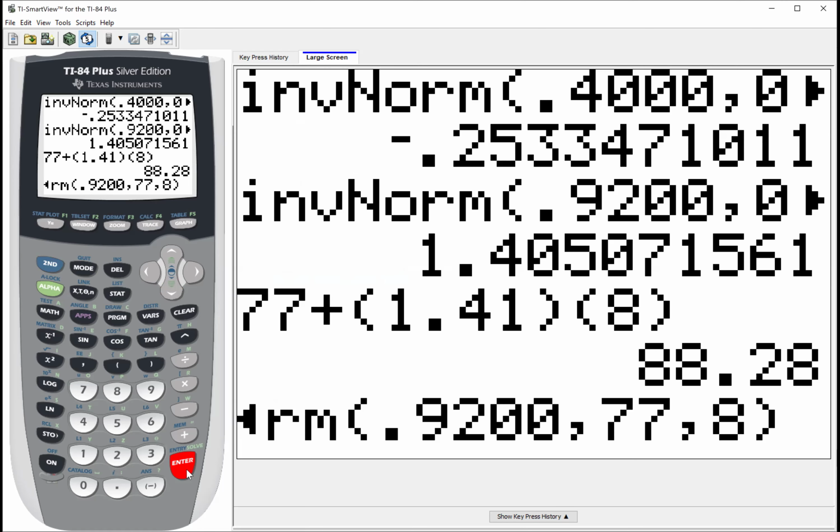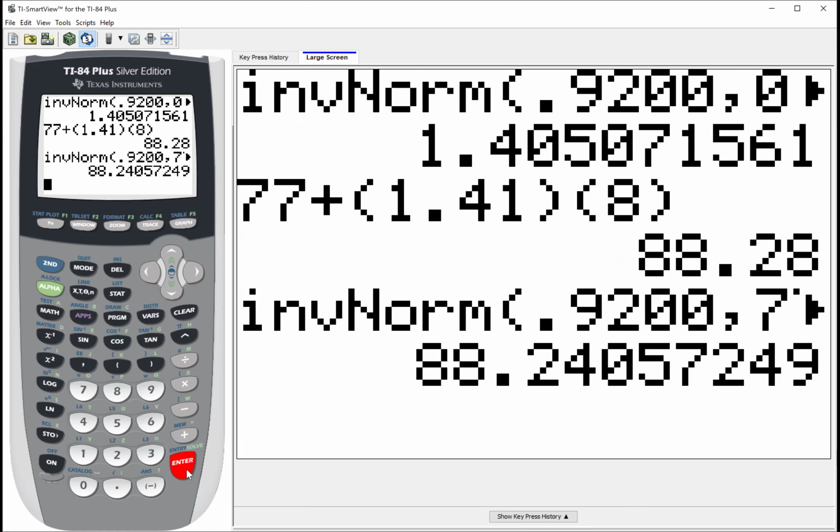And all it's going to give us is the answer. So we're going to get about an 88 again. We should get the raw score of an 88. And we did. We got an 88.24. When we did it the other way, we got an 88.28, and that was just due to rounding because I rounded the z-score before I plugged it into the formula. But again, to the nearest whole test score, we got an 88.